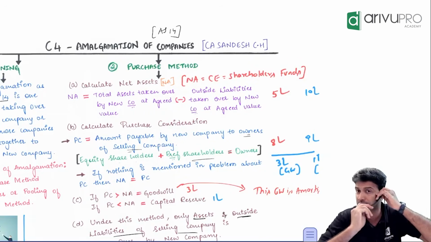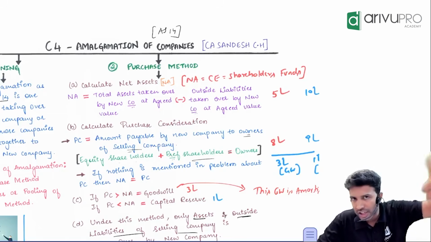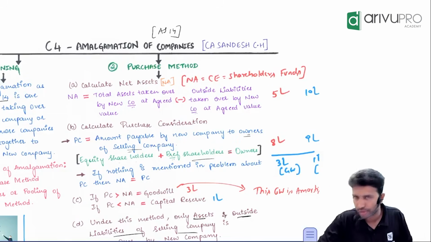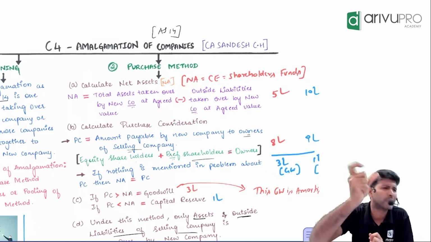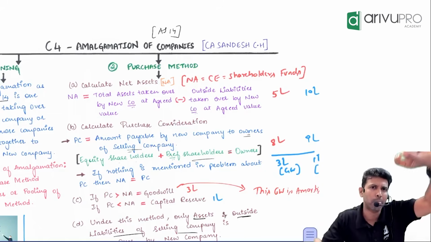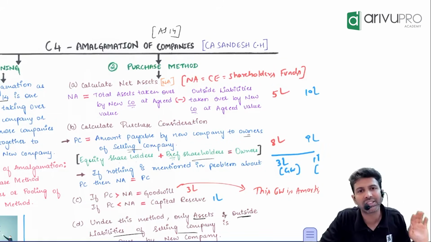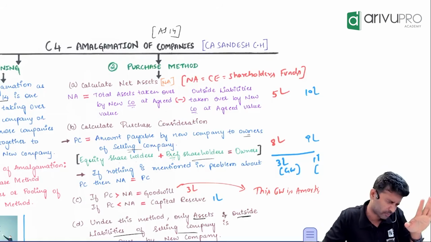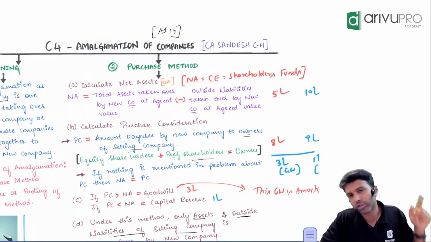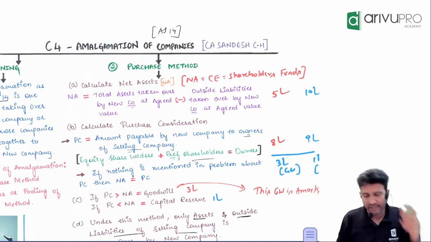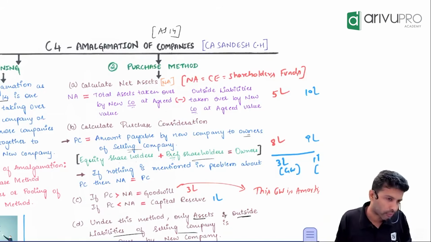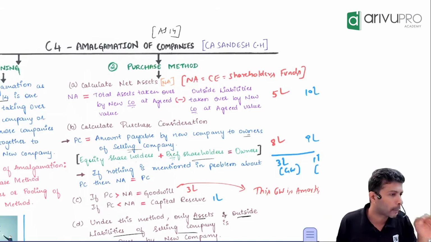Who are the owners of the selling company? Equity shareholders and preference shareholders. So compare PC with net assets. Net assets is the worth of the company. If PC is more than the worth, the purchasing company made a loss. That loss we call goodwill. If PC is less than the net assets, the purchasing company made a profit. That capital profit is transferred to capital reserve.